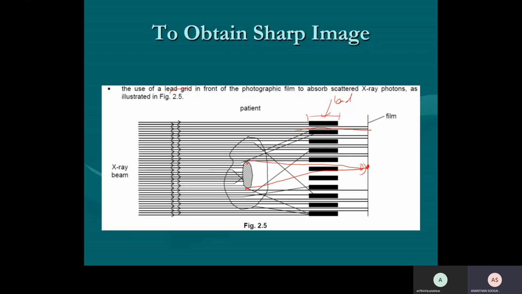So to create a sharper image, to prevent diffraction, we use a lead grid. This is how we make the image sharper: a lead grid and a smaller anode.